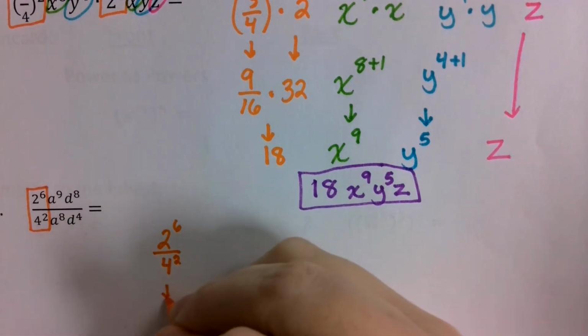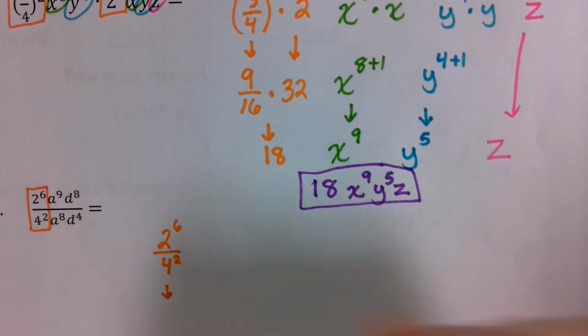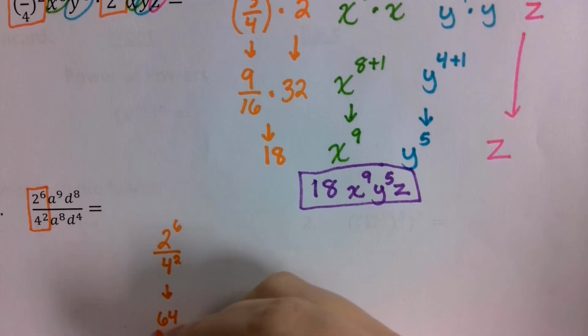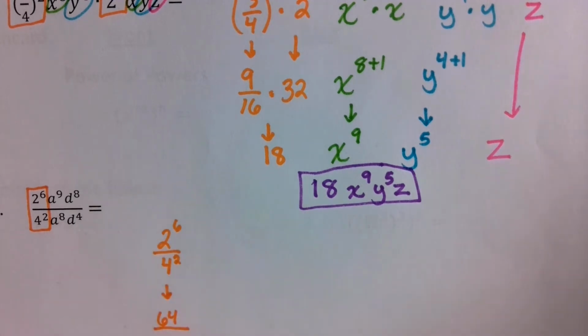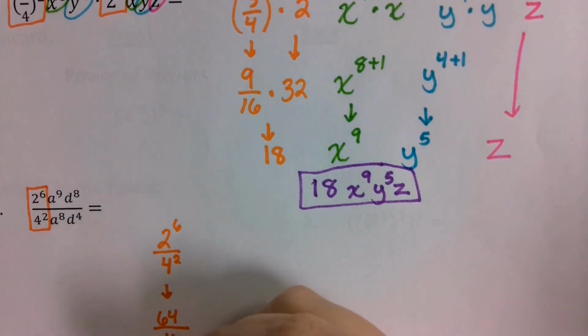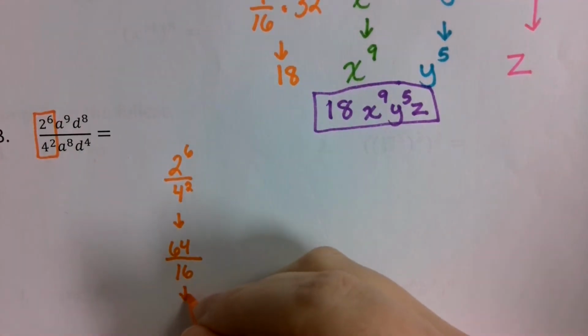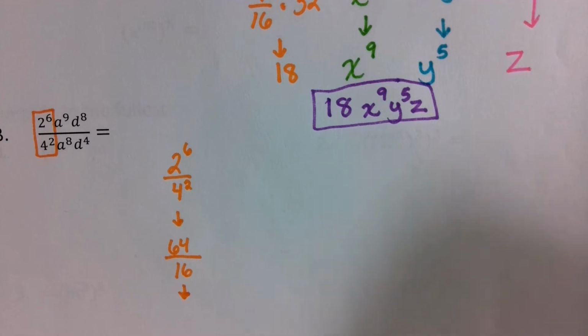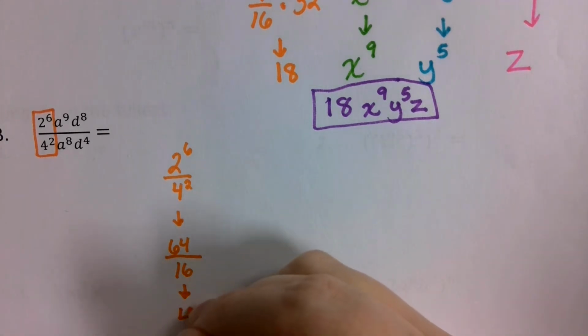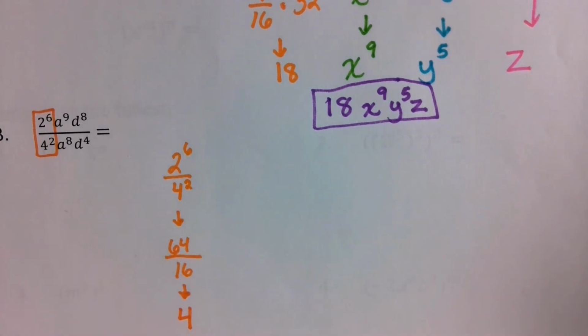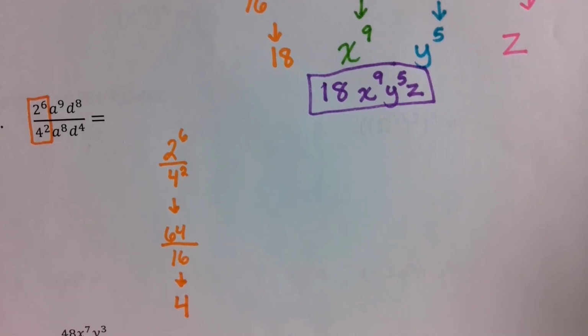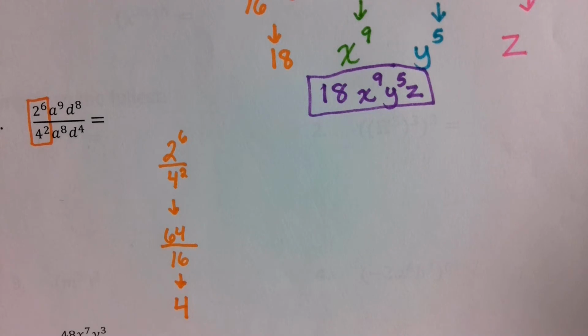2 to the 6th is just going to come out to 64. And then 4 to the second is just going to come out to 16. And 64 over 16 can be simplified. It's simplified to a value of 4. Or 4 over 1. You don't know whether it's going to have any fractions yet or not, but just a 4. Okay? Then we go to our variables.